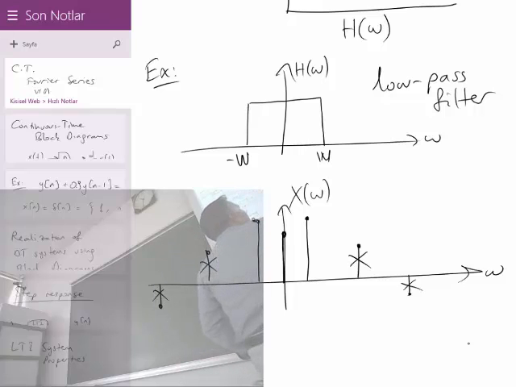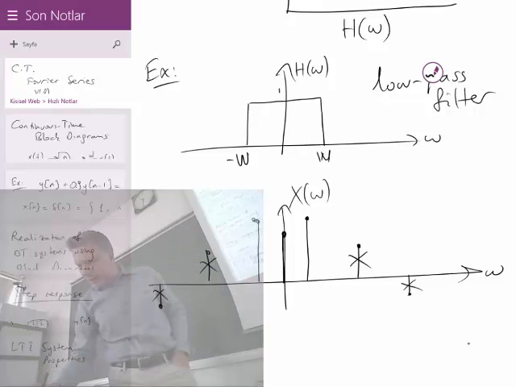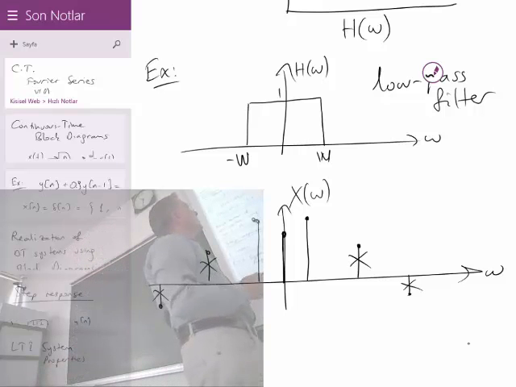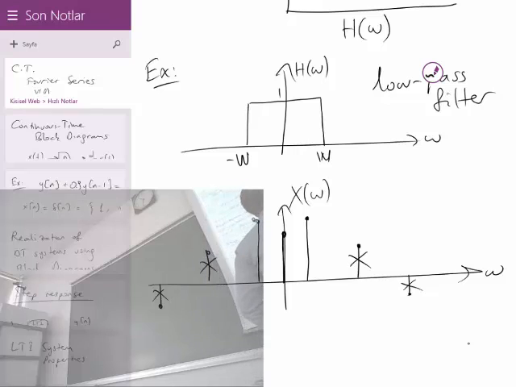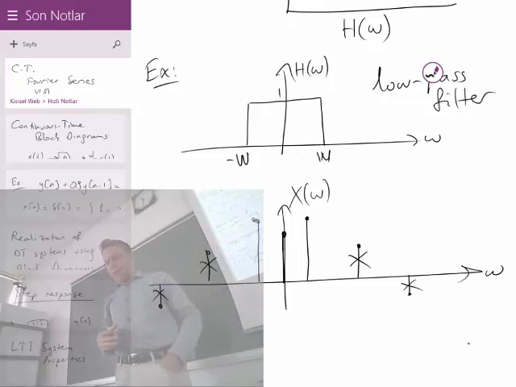This component will be multiplied by something constant. Let's assume that constant is 1 for convenience, and then this one will not change. This one will not change. This one will not change. But the others will be multiplied by 0, so they will be eliminated.